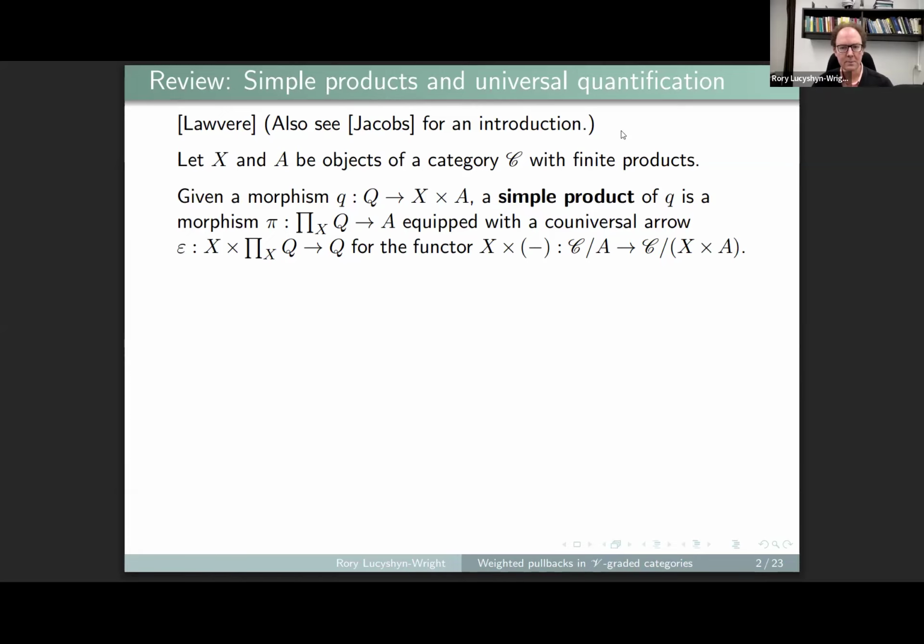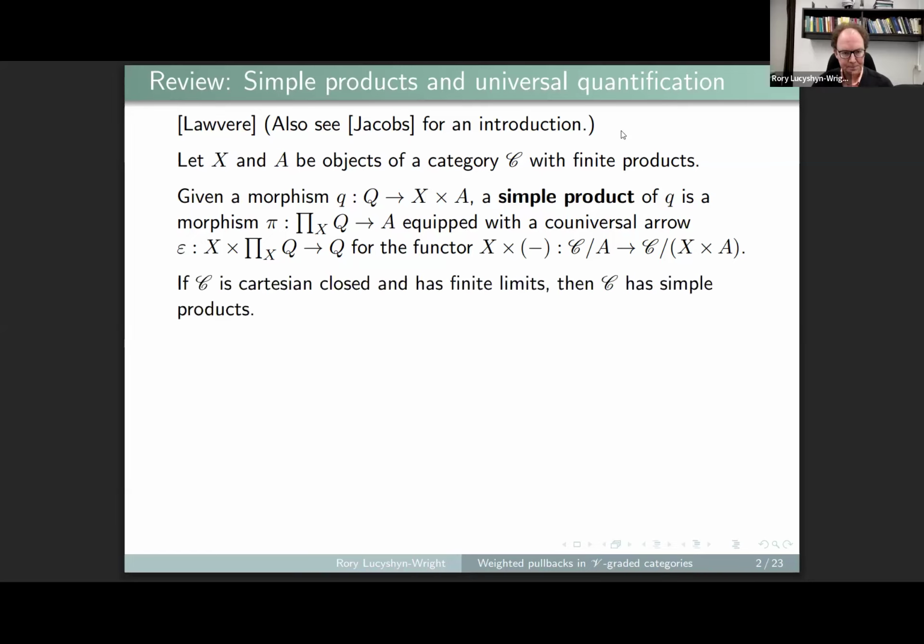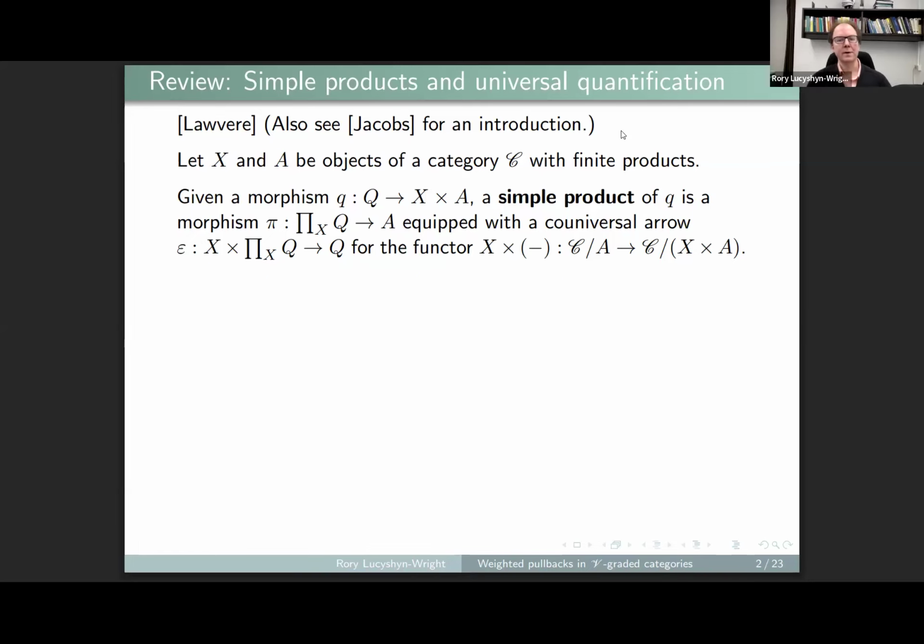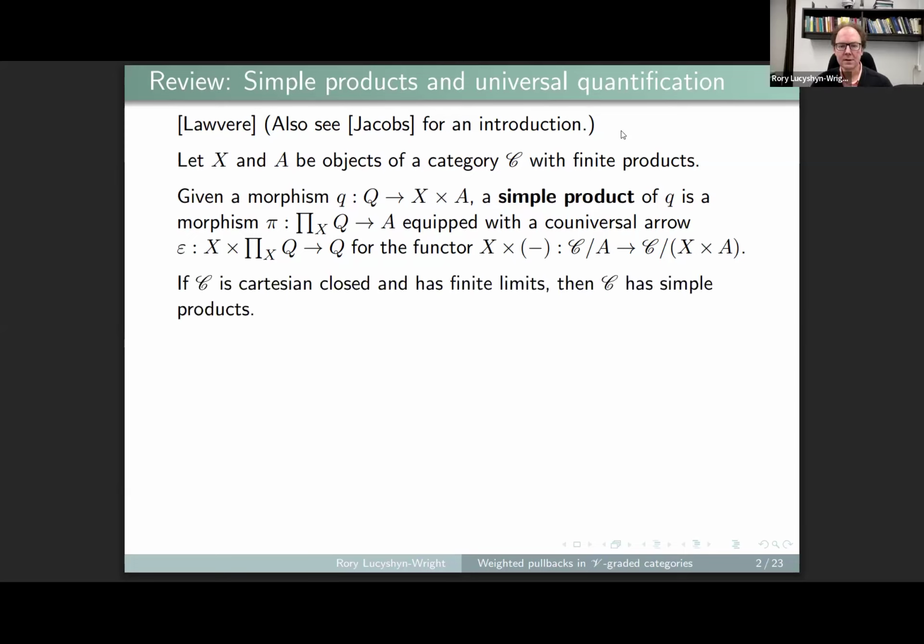So this is quite a brief way of putting this. But you can see that in particular, part of the data for this is a morphism epsilon of the given form in actually the original category C. And if C is Cartesian closed and has finite limits, then C does have simple products. We can always construct the simple product. We'll actually see a recipe for how to construct it in a more general setting later in the talk.